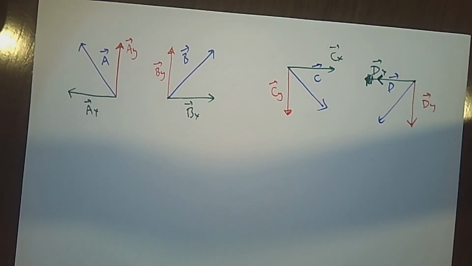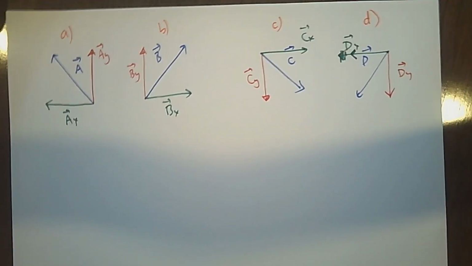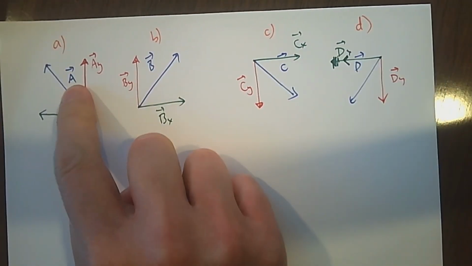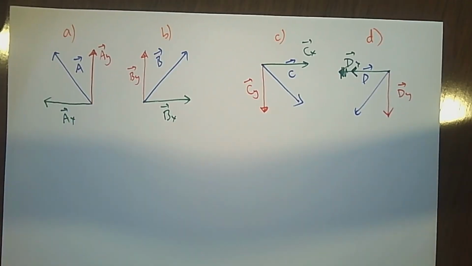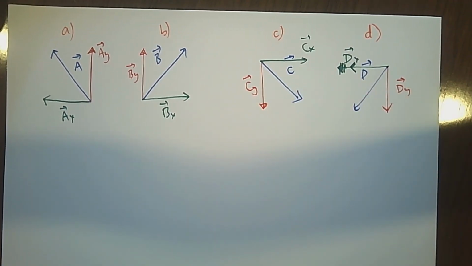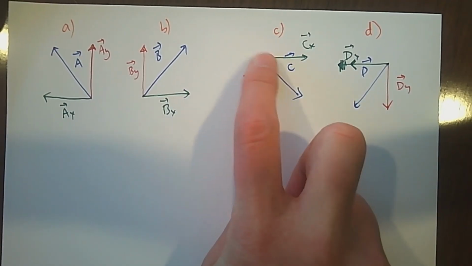Now, if I asked you to tell me, well, actually, let me label these things. A, B, C, and D. I guess I didn't need to label them because they are A, B, C, and D. But anywho, which of these vectors has a negative y component? And that would be the two that are pointed down, right? C and D. If I said, which of these vectors have a positive x component? Well, that would be these two, B and C, right? The x components are pointed right.